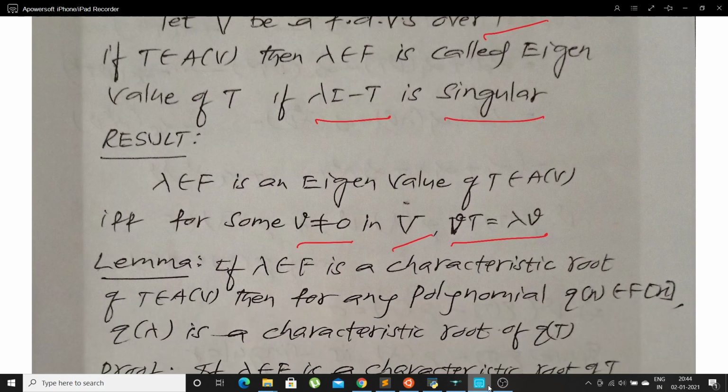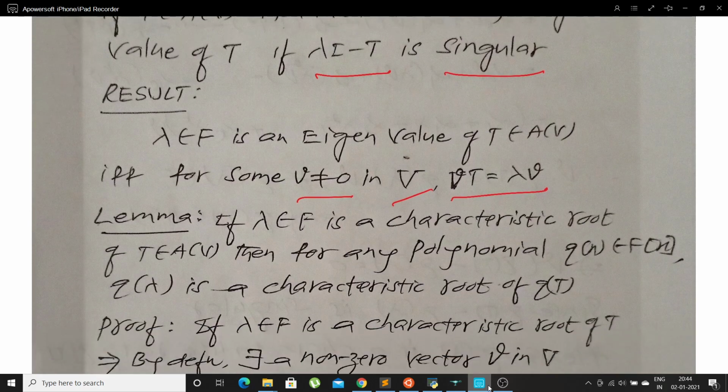Let me take one lemma. The statement of the lemma is like this. If lambda belongs to F is a characteristic root, the eigenvalue of T belonging to F_V, then for any polynomial q of x belonging to the polynomial ring, which we denote F of x in square brackets, q of lambda is a characteristic root of q of T. This is the statement of the lemma.